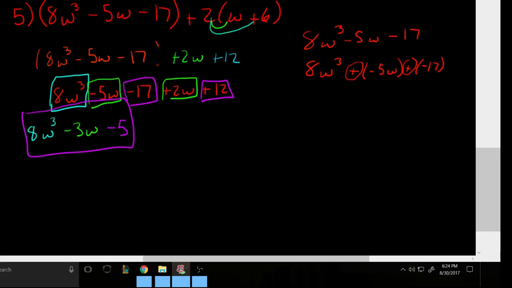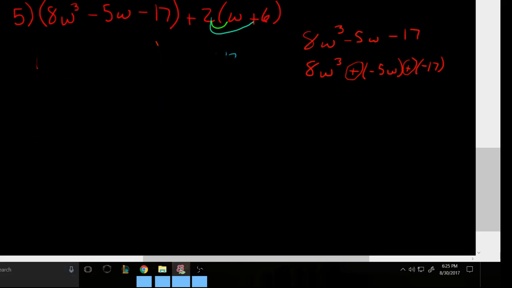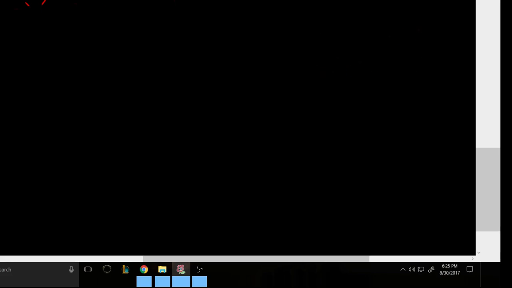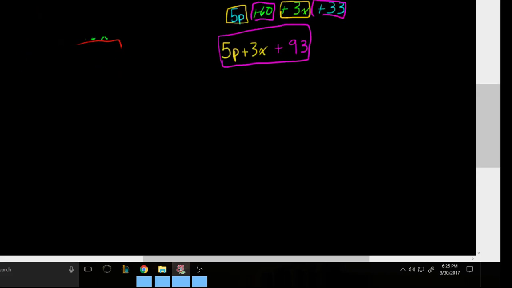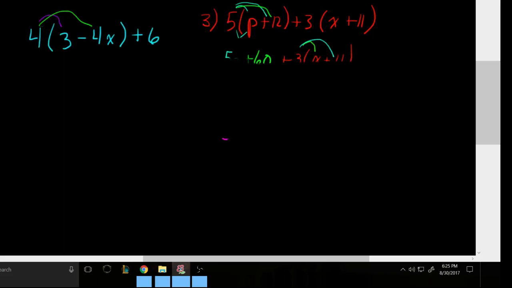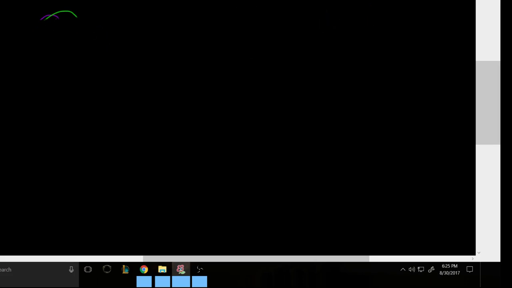Alright, I'm going to erase all of this stuff, and then we'll go ahead and get started on the next problem. Alright, the next one has a diagram that I'm going to attempt to draw, although my artistic ability is lacking, as you might have noticed.